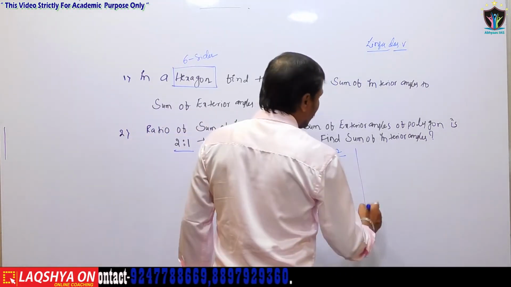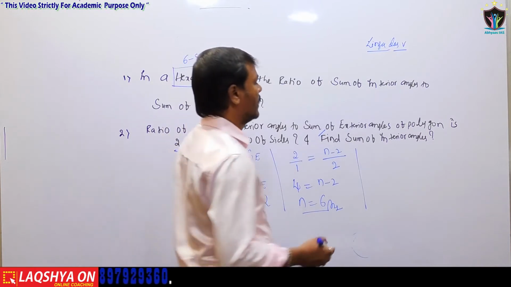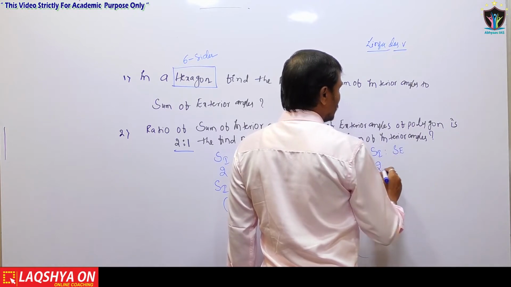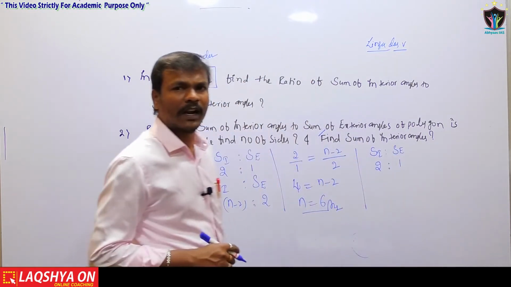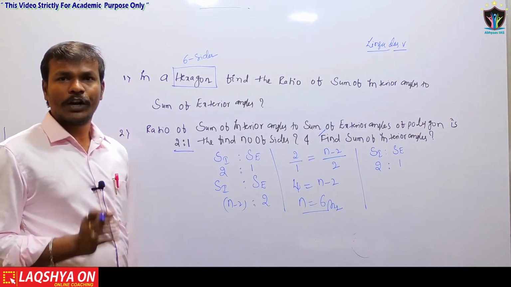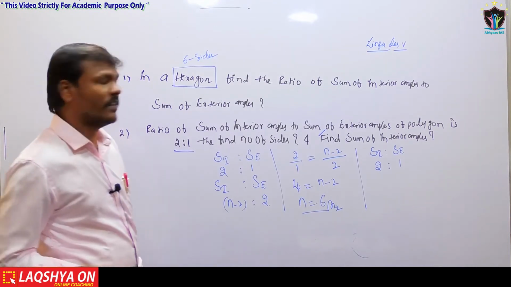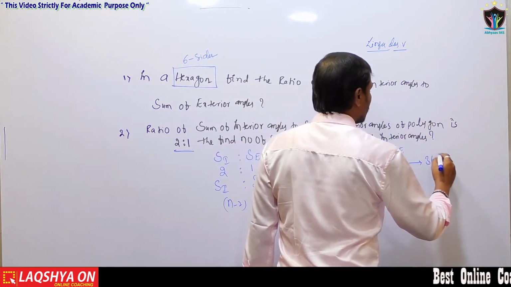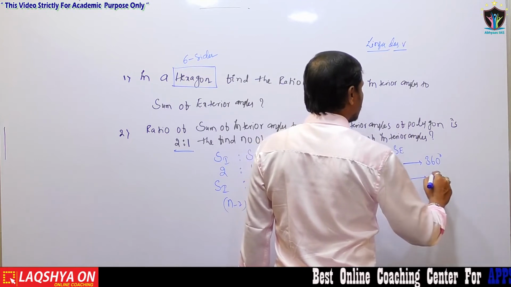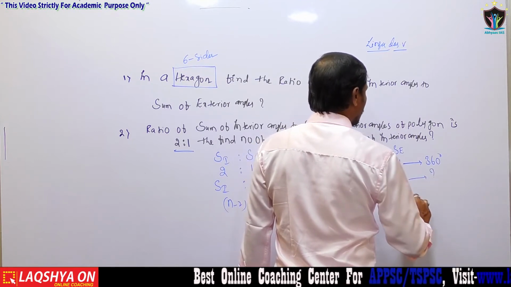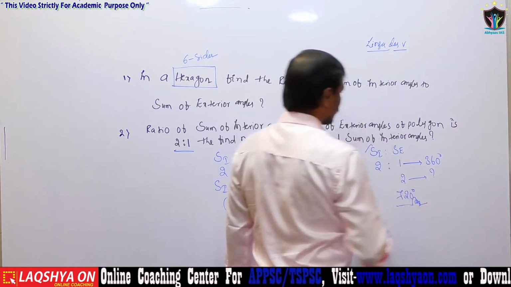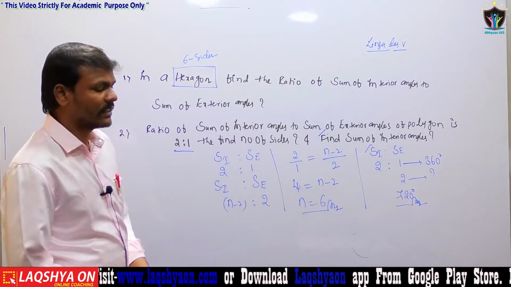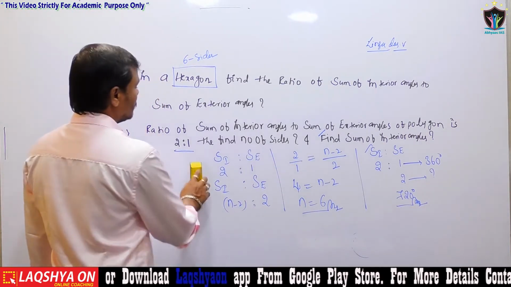Now find the sum of interior angles. The ratio of sum of interior to sum of exterior is 2 is to 1. We already discussed that for any polygon the sum of exterior angles is always 360 degrees. So the sum of exterior angles is one part, 360 degrees. The sum of interior angles, two parts, is double that, which is 720 degrees. Okay, clear? That's very easy.